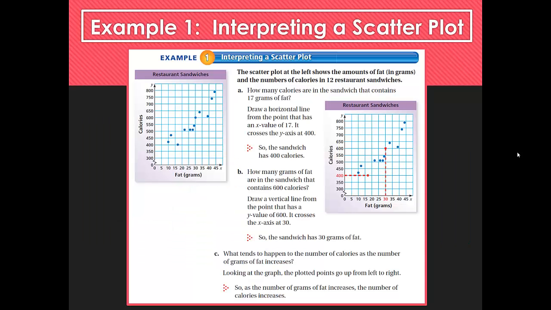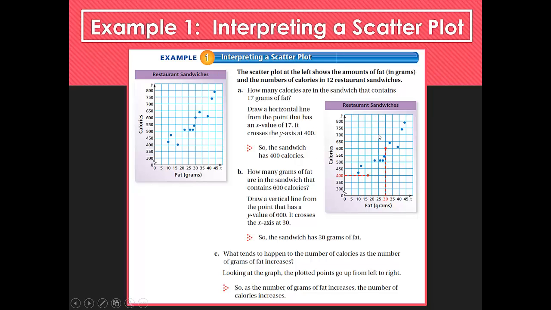For our first example, we're interpreting a scatter plot. The scatter plot at the left shows the amounts of fat in grams and the numbers of calories in 12 restaurant sandwiches. For A, how many calories are in the sandwich that contains 17 grams of fat? So if you look at our scatter plot on the left, we're going to find the number 17 at the bottom because that stands for fat in grams, and that would be in between 15 and 20. Then we're going to go up on our graph until we see our dot. We'll then go to the left to find out what number that matches up with, and that is 400.